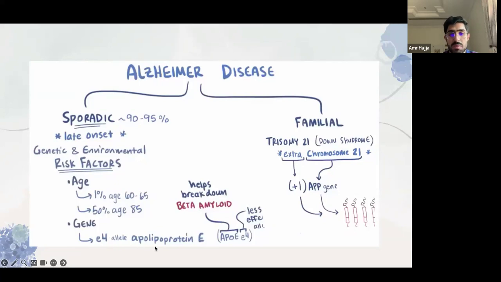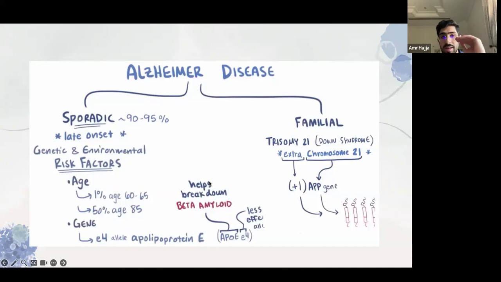Of these genes, we have apolipoprotein E, specifically E4, because what would this result in? This would result in impairment of the normal removal of the beta amyloid, which would increase the risk of having beta amyloid plaques formation. So this is the first thing.